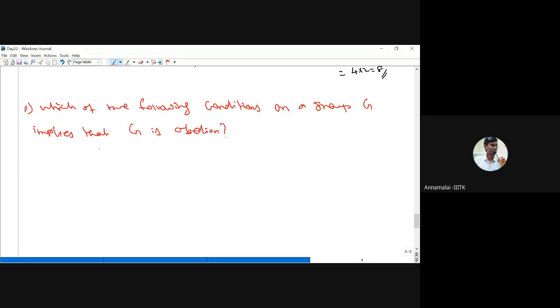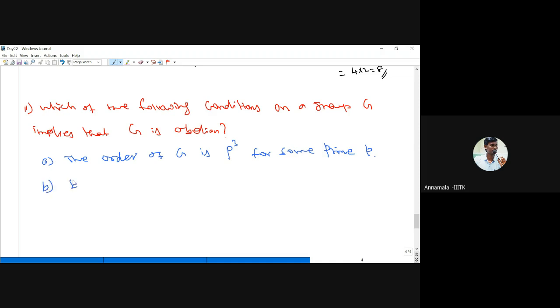So the first one, the order of G is P cube, prime cube, for some prime P. From this condition, can we say G is abelian? No, because we know that a group of order prime square is abelian, but prime cube may not be abelian. Okay, no.